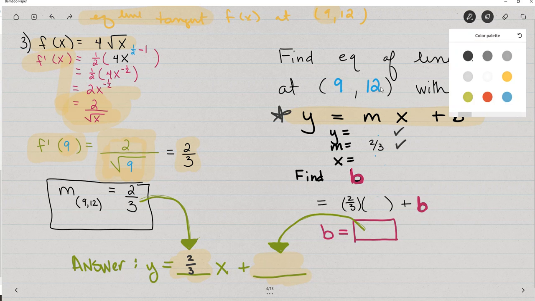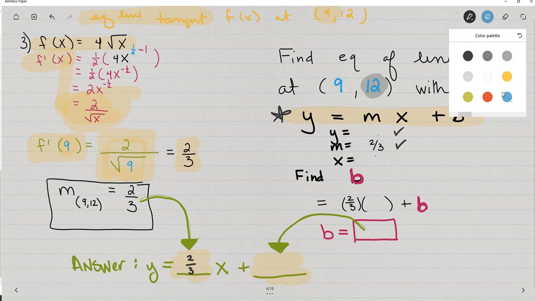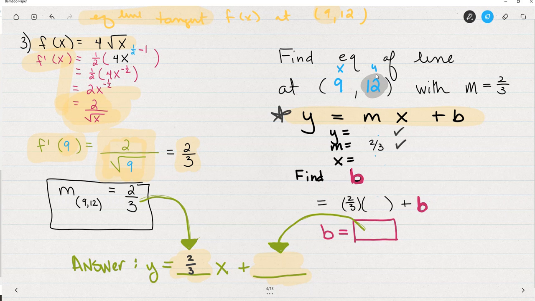The pen's going a little crazy here, right? And I want to replace the y, of course, with 12, because we have x equals 9 when y is 12, because we have an ordered pair. So y equals 12. The slope is 2/3. And x equals 9. Now I can plug this 12, 2/3, and 9 in.